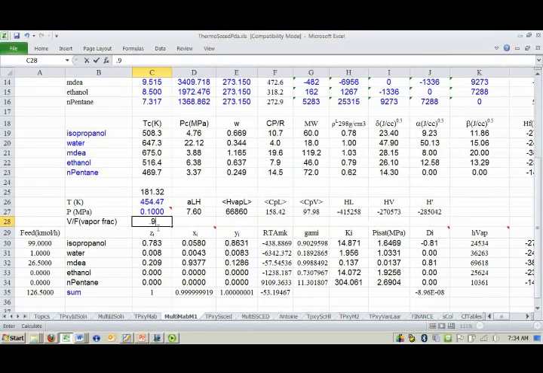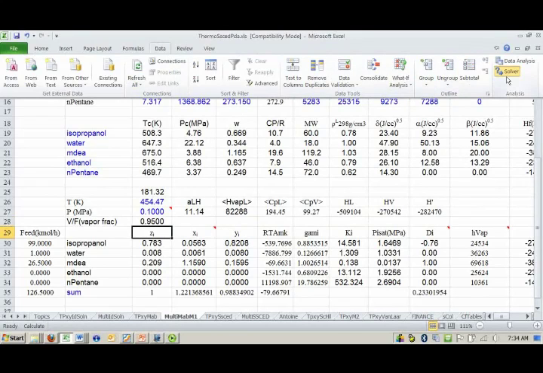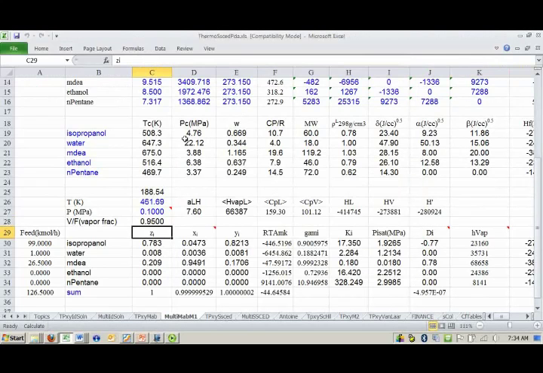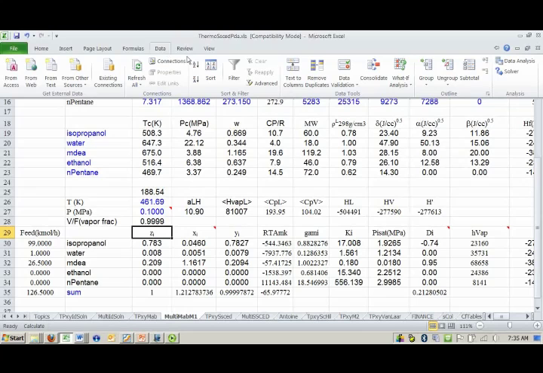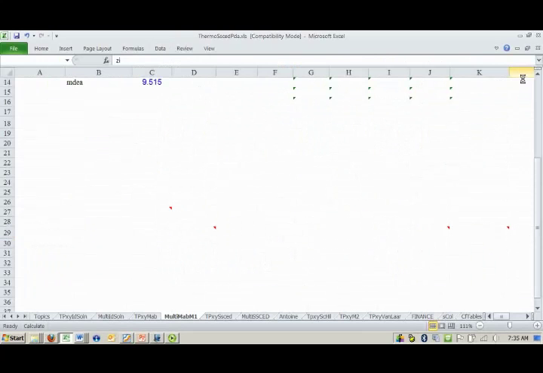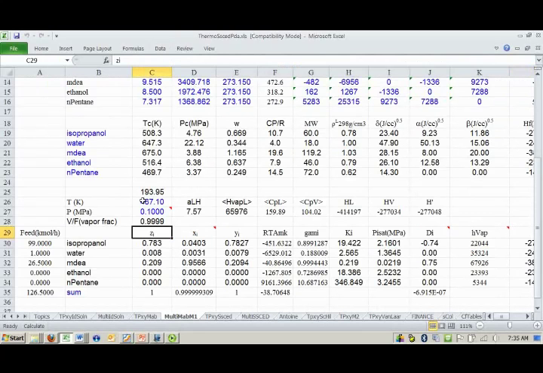0.95. 0.99. Let's go all the way. Ta-da! We solved the dew point. Look how much higher it is. Wow. Okay, so that way you can recover from any kind of mistake you might run into. That's all I got to say.